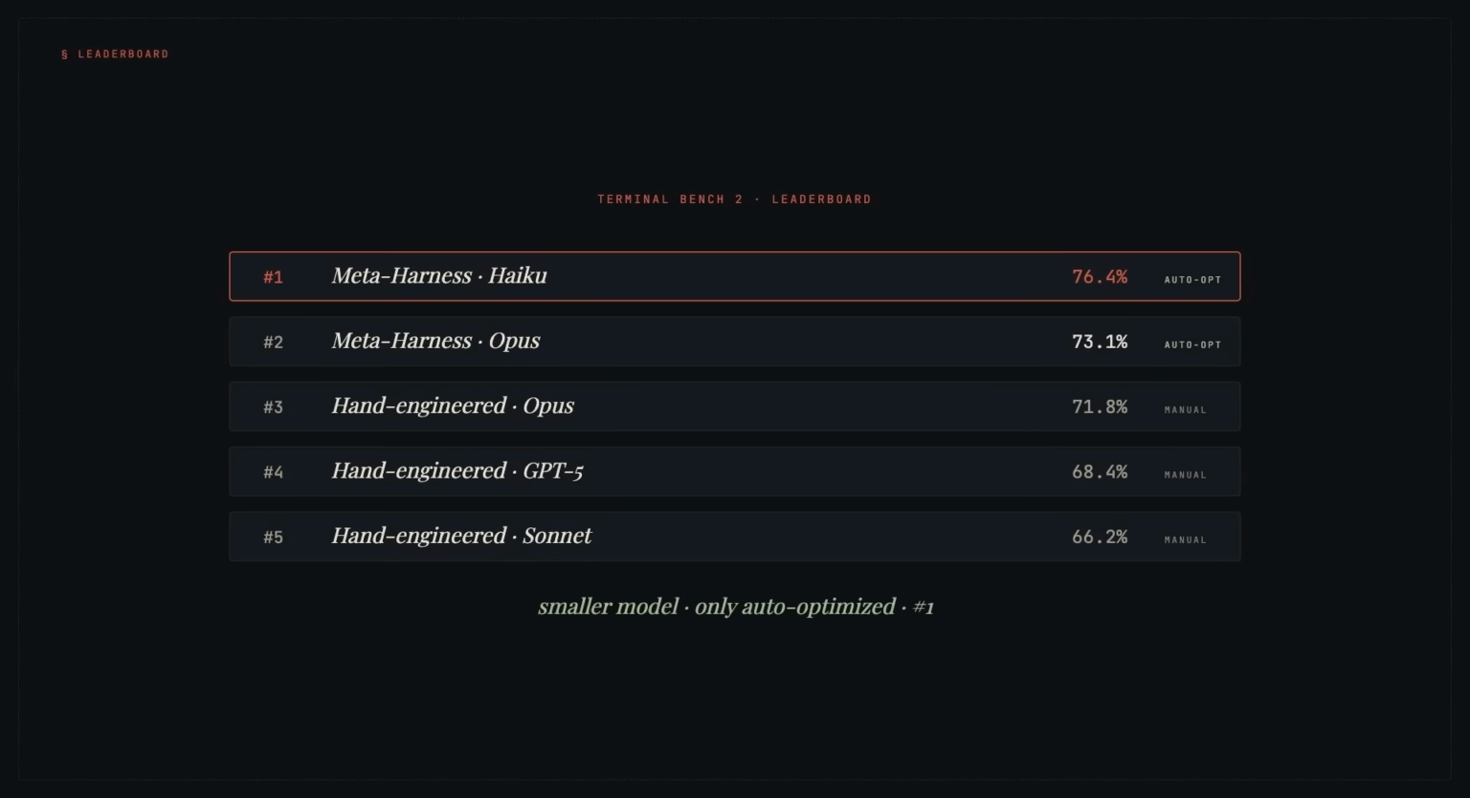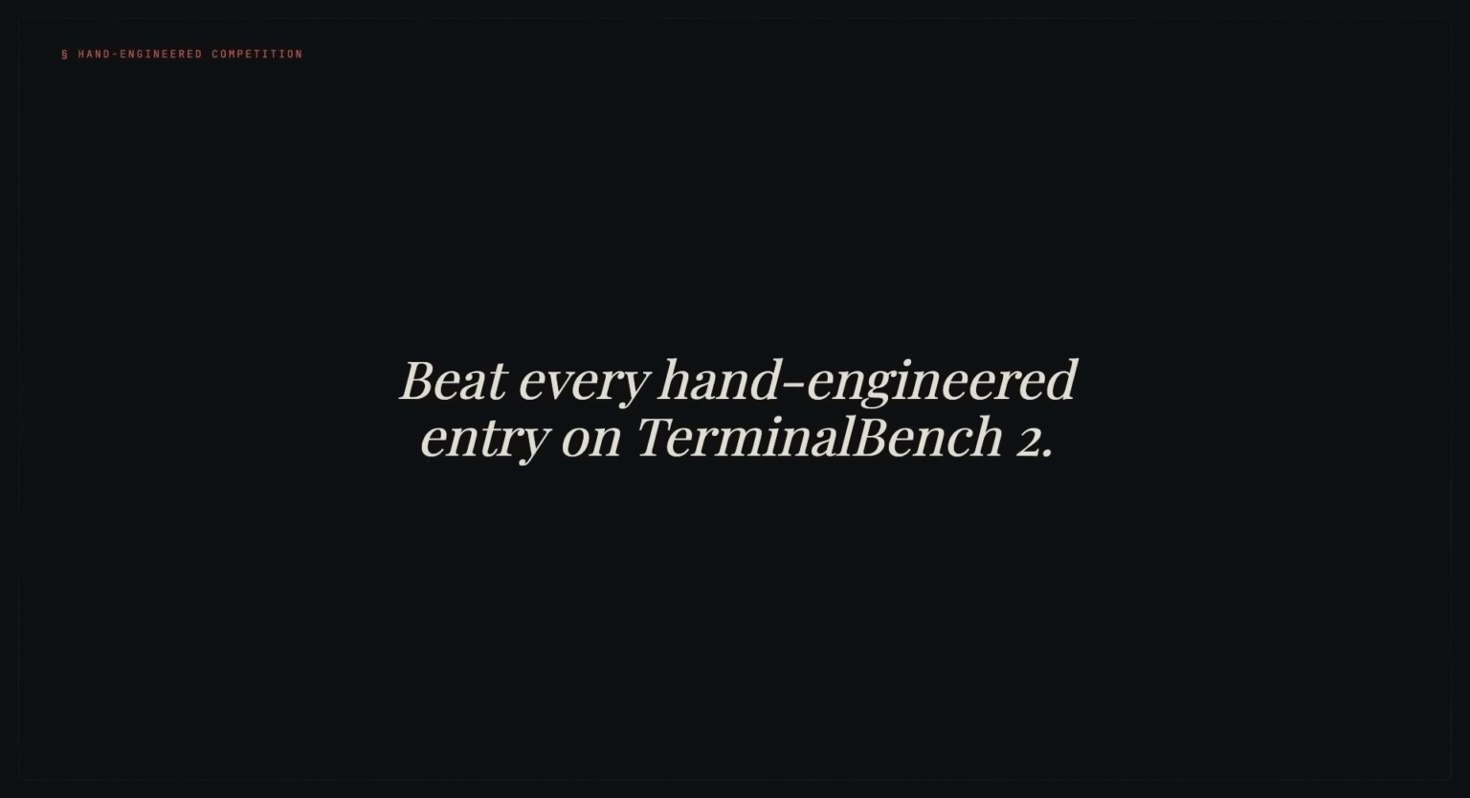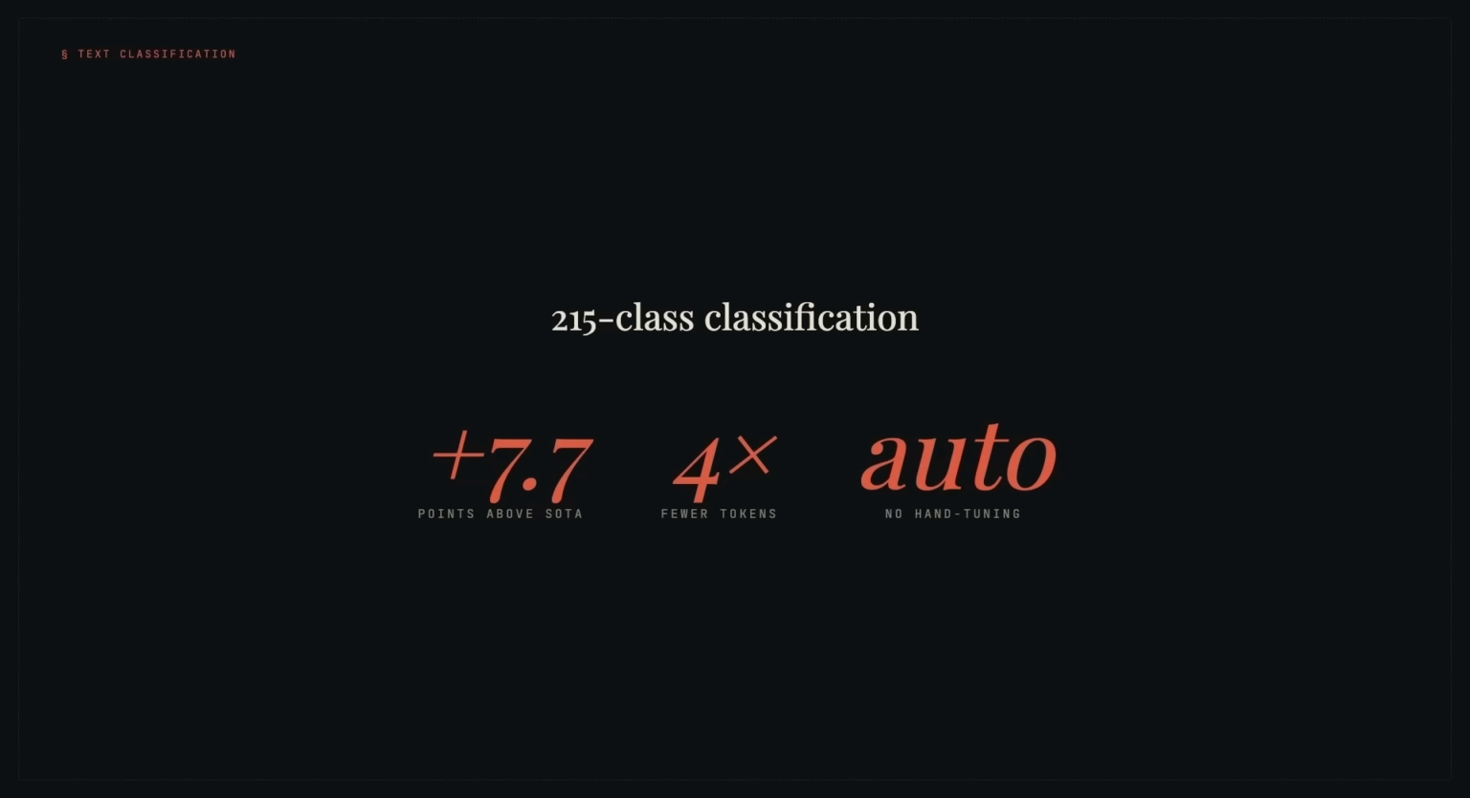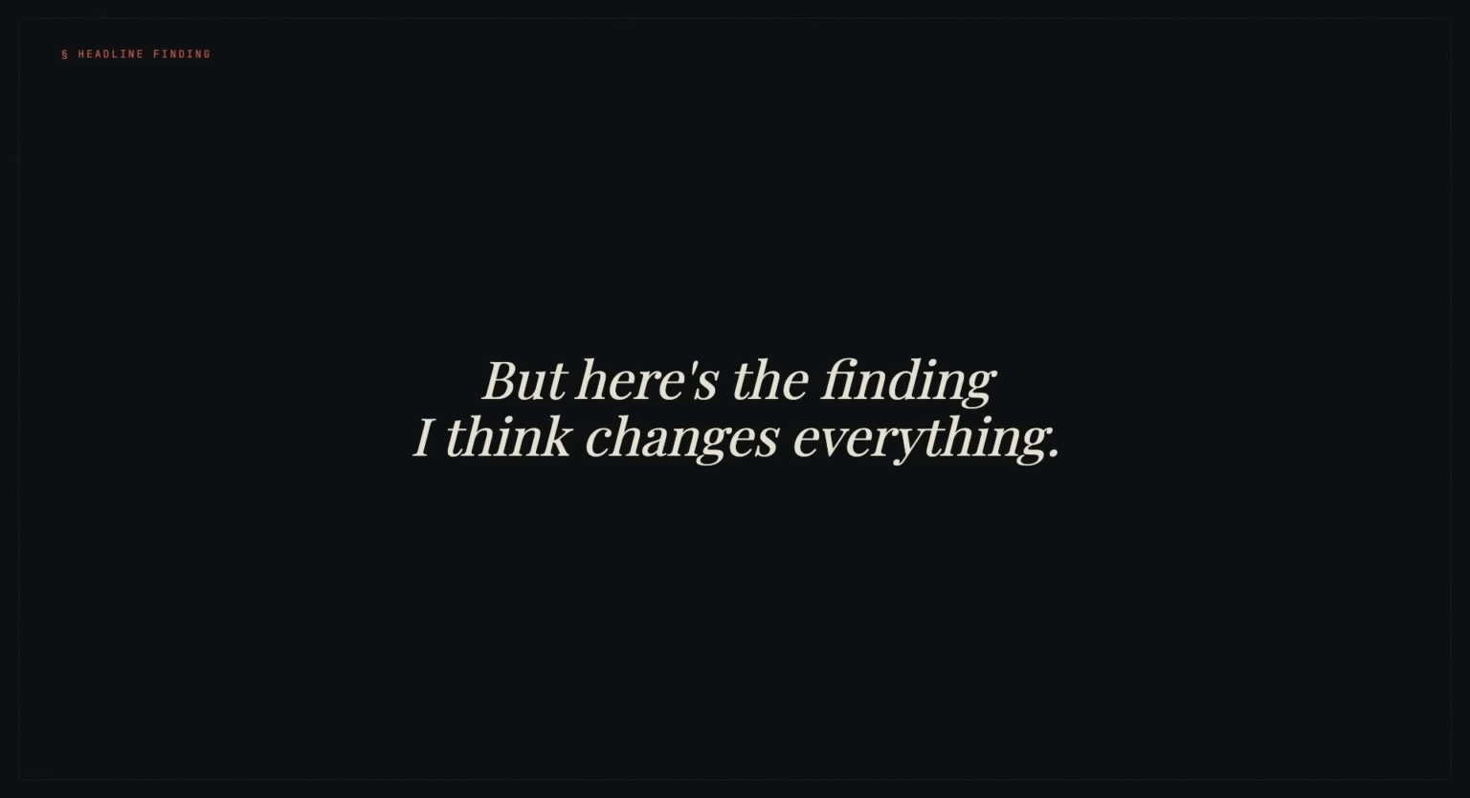Now, the results. Rank 2 with Opus, rank 1 with Haiku. So in this case, a smaller model outranking larger ones through harness optimization alone. The numbers are 76.4% on Terminal Bench 2, the only auto-optimized system in a field of hand-engineered entries. On a 215 text classification, it was scoring 7.7 points above state of the art using 4 times fewer tokens. But here's the finding that I think is going to be significant.